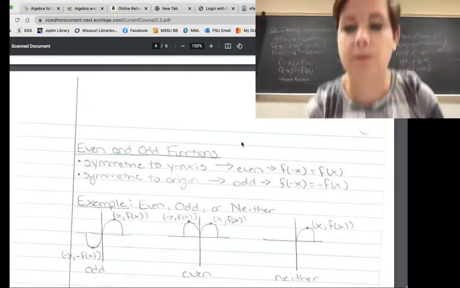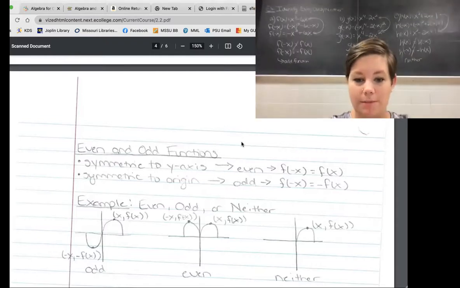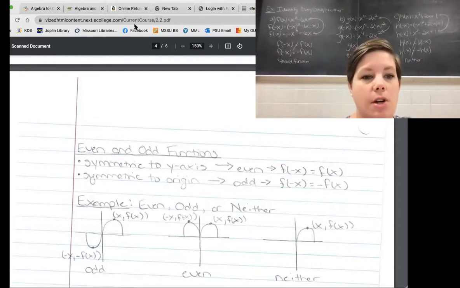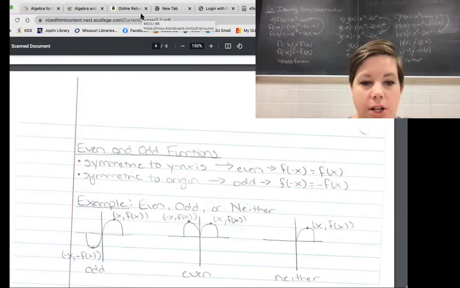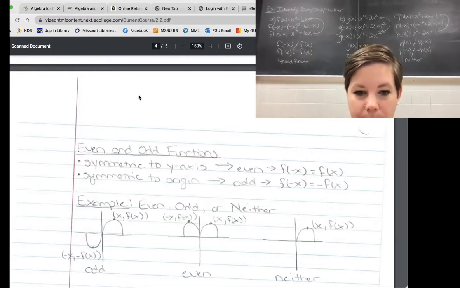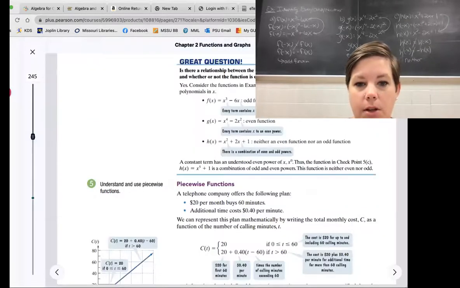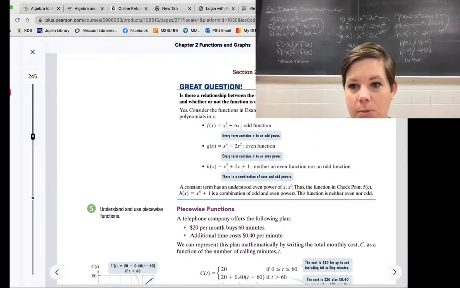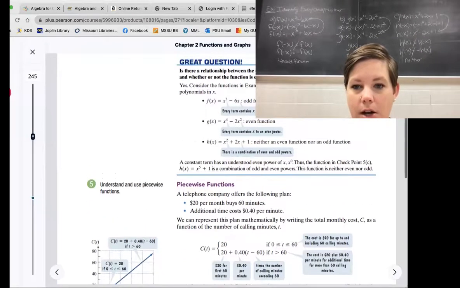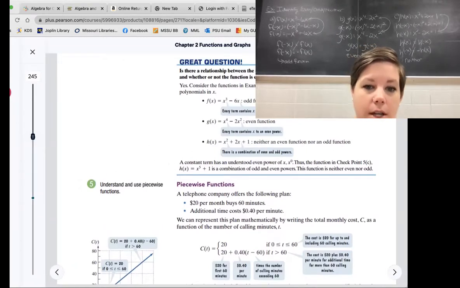Now I promised you a simple little trick, and I'm truthful on that. So I'm going to share another screen with you, if I can find it. Oh, it's still up. I can just share it over here. So this is from your textbook. Remember, you have access to an e-textbook on the Course Compass site. So here is a general thing.